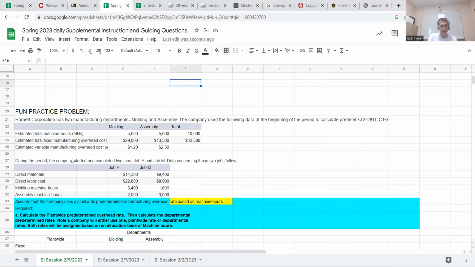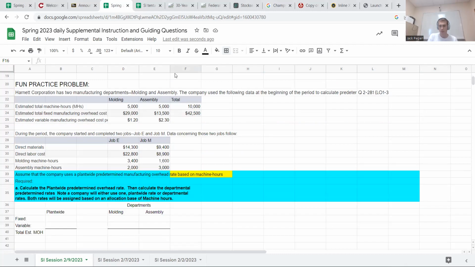Now let's do our practice problem. So I took this right out of the Google Sheets for class. Didn't get a chance to do it in class, but I'll take a moment and do this together. This problem's good because it has 2 departments and 2 jobs. So it can get a little bit confusing, but we're going to go through it as slowly as possible, and I'll show you everything that I'm doing. Again, it gets a little complicated, but we'll see.